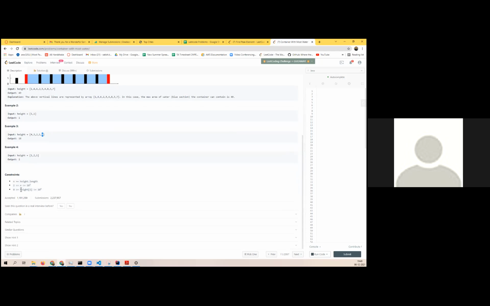Let's go through the constraints. n is equal to height.length. The value of n, the number of elements, will be at most 10 raised to 5. And at any point, the maximum height can be 10 raised to 4. So this is the input.